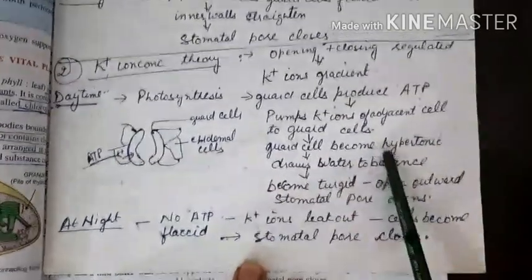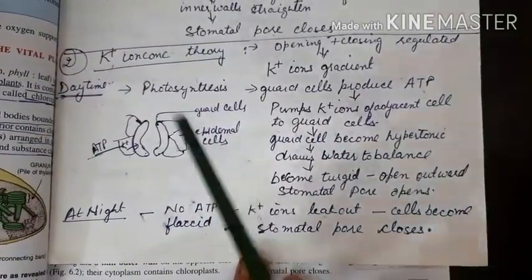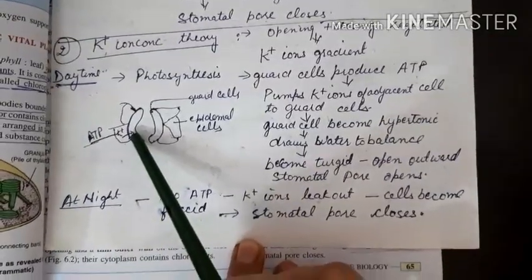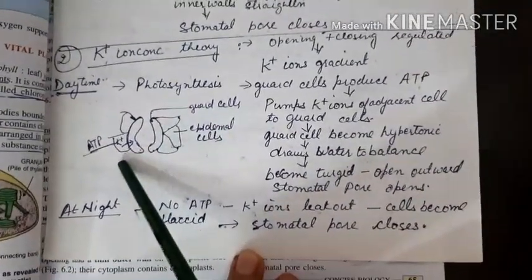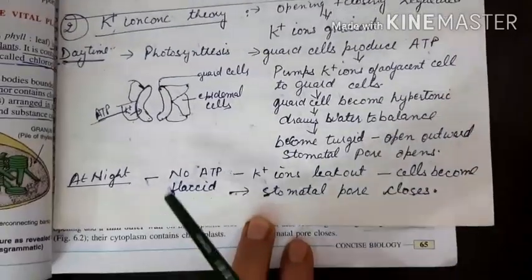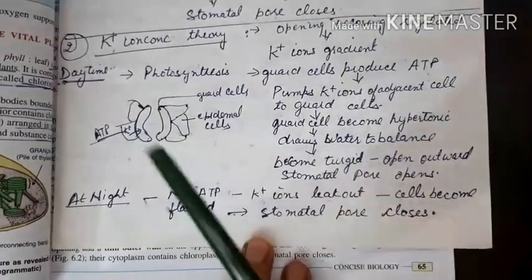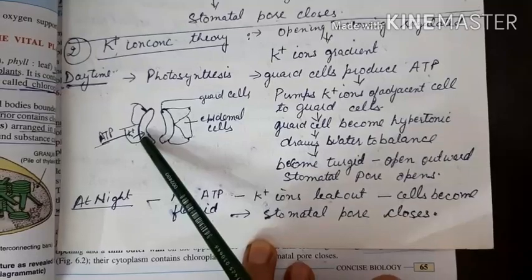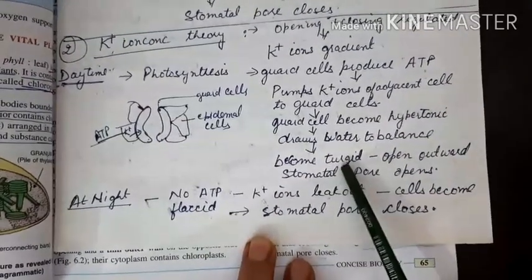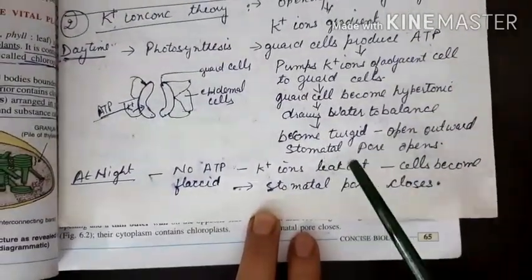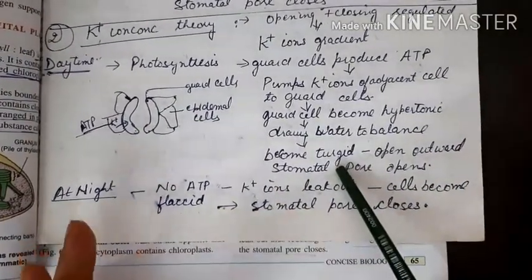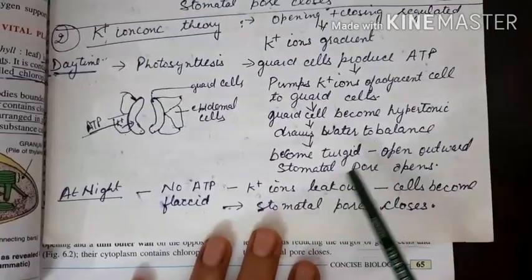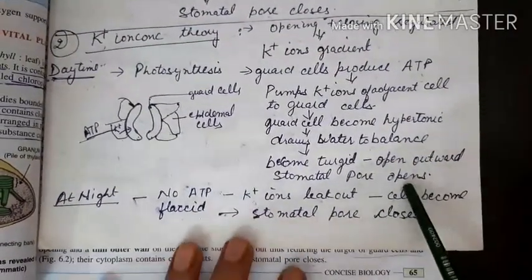The guard cells become hypertonic. The solute concentration, that is ion concentration, increases in them. So to balance, they have to draw water from the surrounding cells by the process of endoosmosis. Water from the epidermal cells moves inside the guard cells. They become turgid and bulge outward, opening the stomatal pore for diffusion and transpiration.